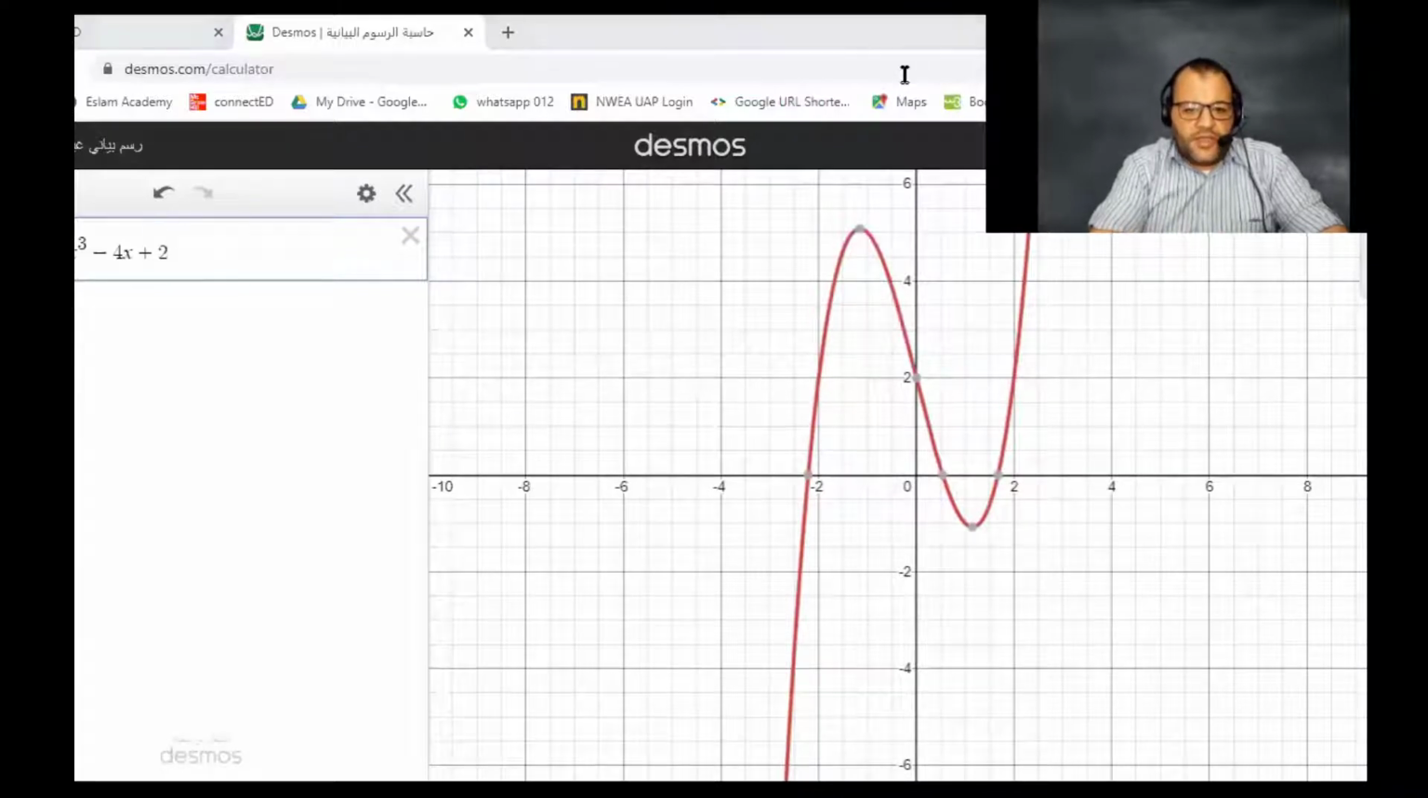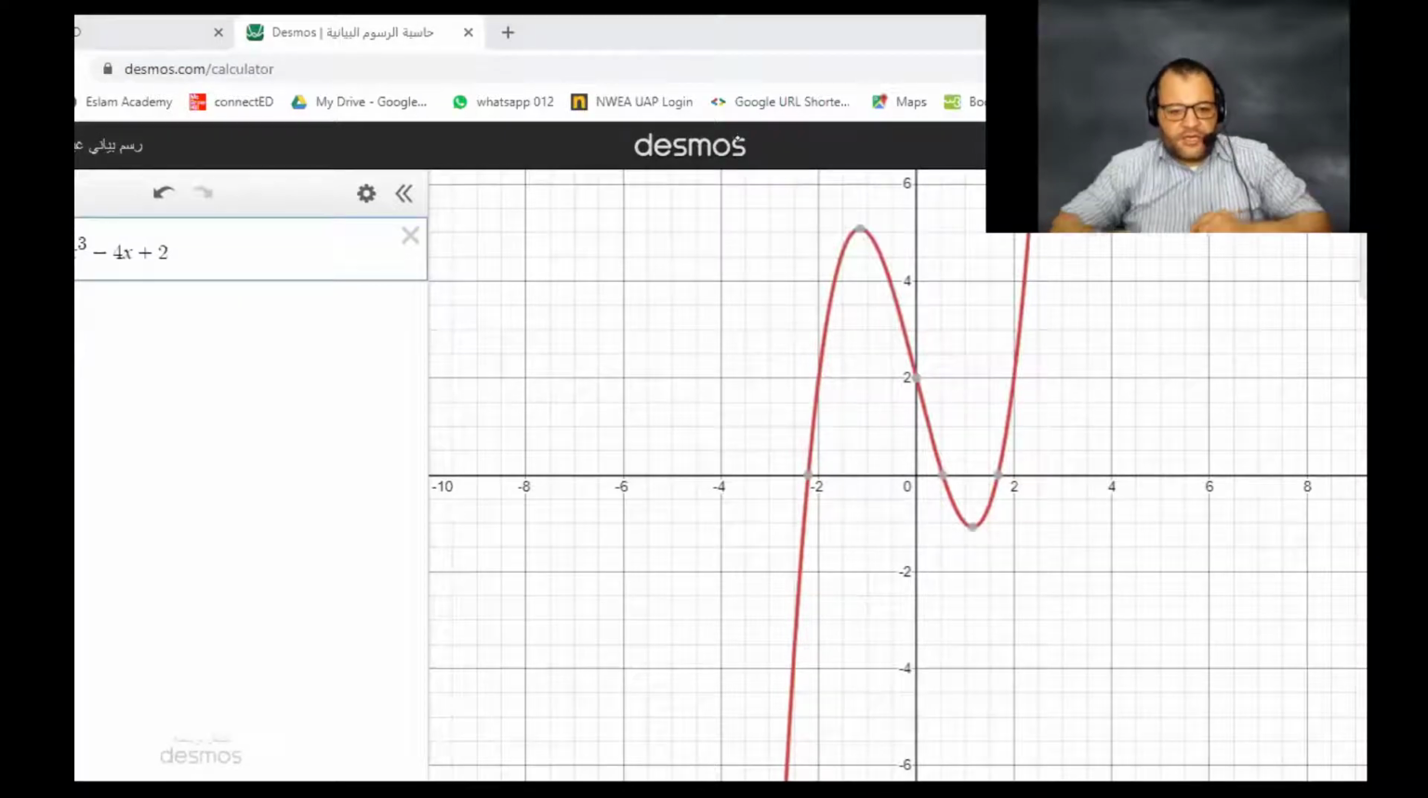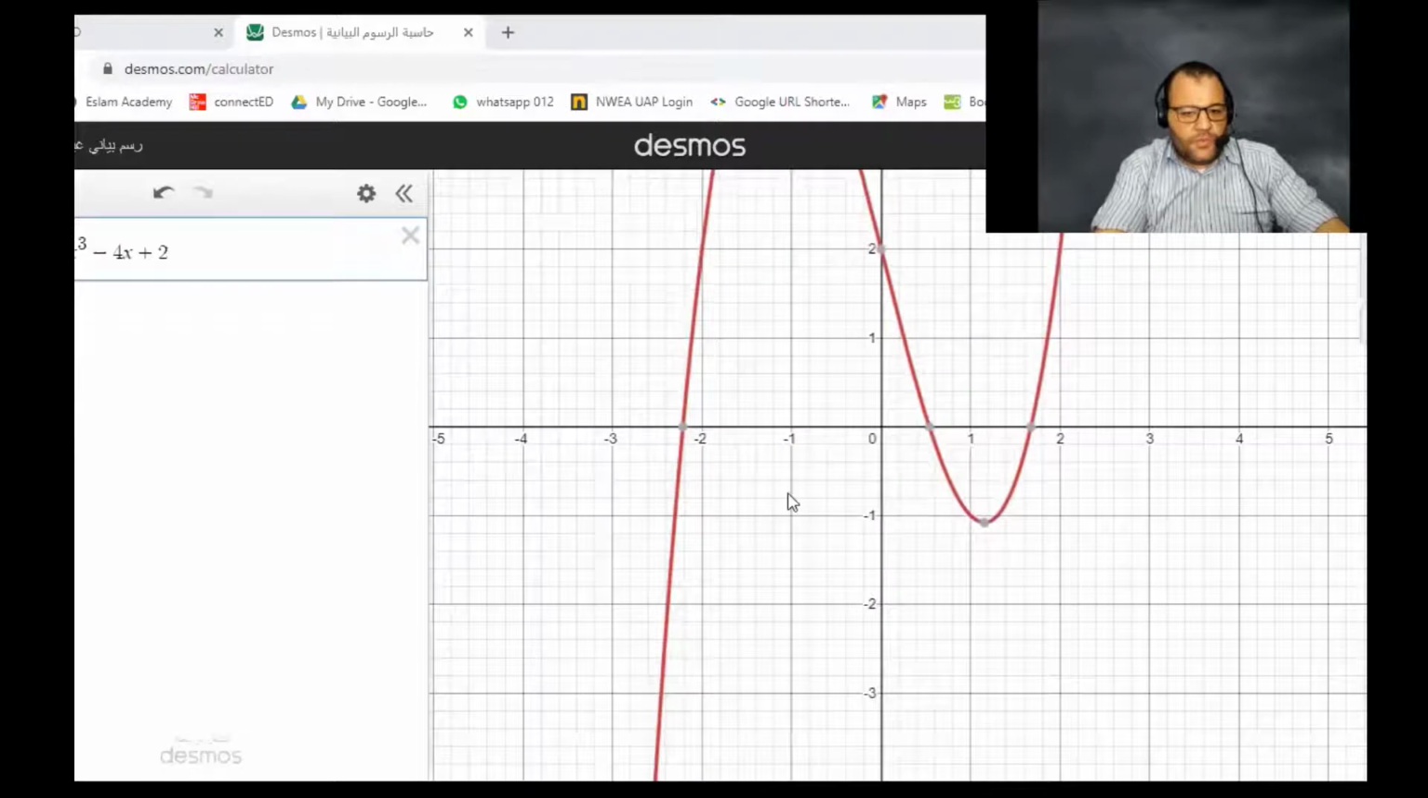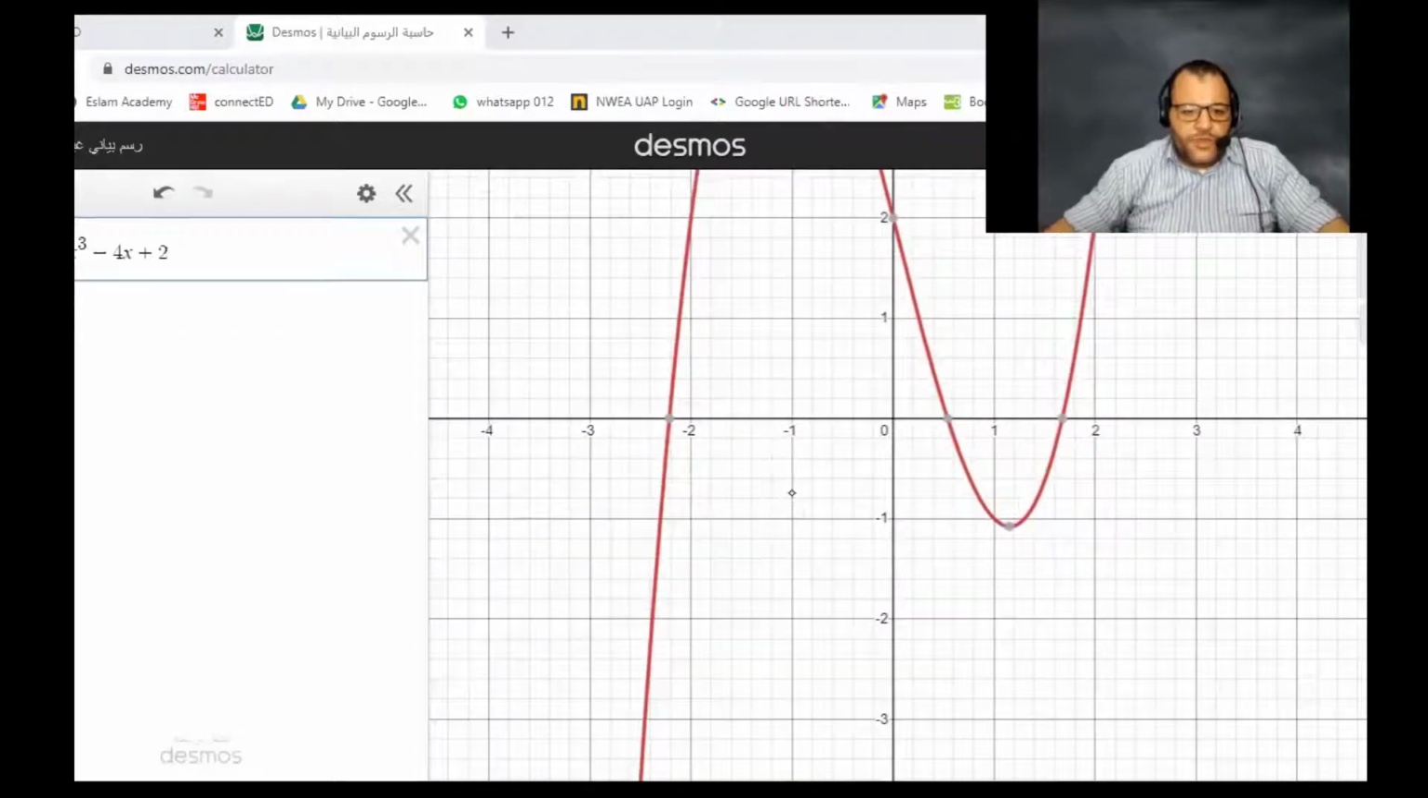So you will find that the graph will intersect. If you zoom in, between negative 3 and negative 2 the graph intersects the x-axis. It means we have a solution between negative 2 and negative 3. And we have another solution between 0 and 1.